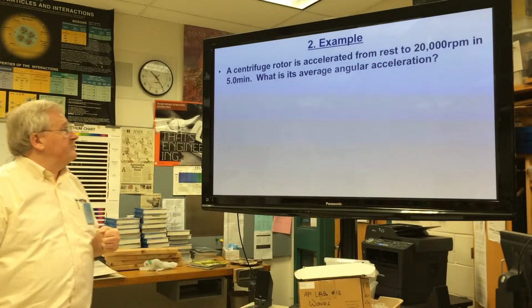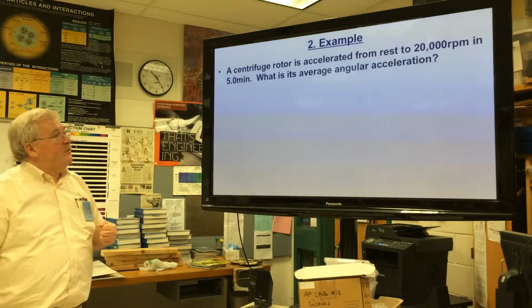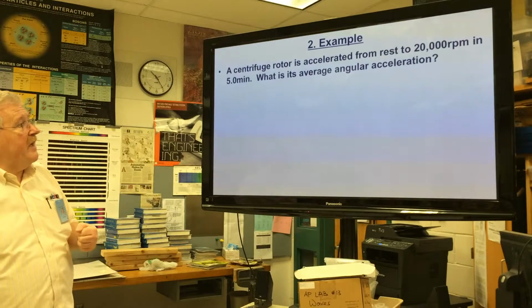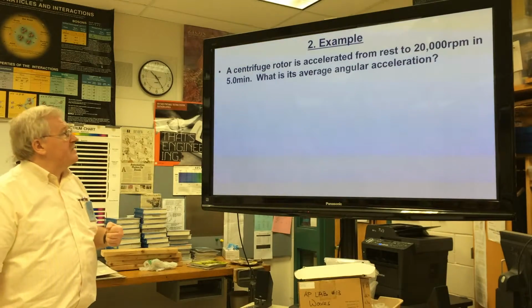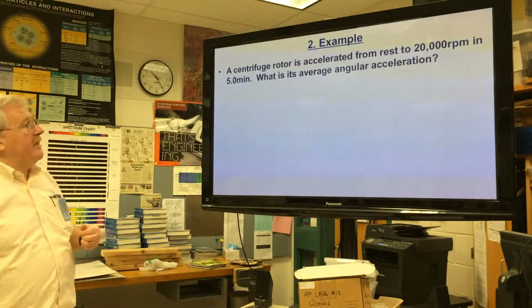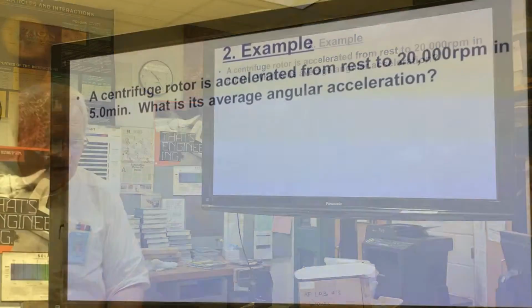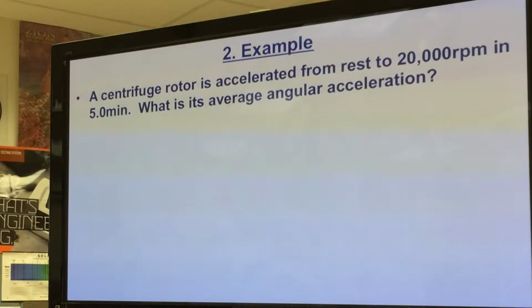Okay, here's an example. A centrifuge rotor is accelerated from rest to 20,000 RPM in 5 minutes. What is its average angular acceleration? What is an RPM? Rotations or revolutions per minute, right. That's really not a standard unit for us. We always want to be in rotations or revolutions per second, which is going to give us hertz.